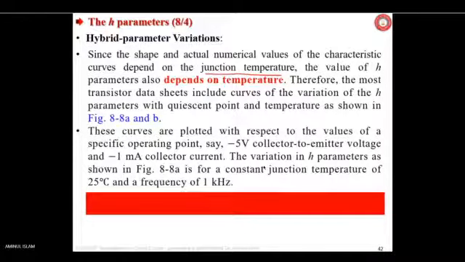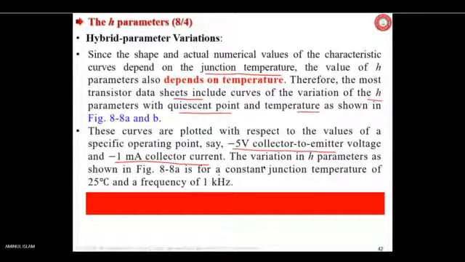So again, the company or manufacturer gives the data sheet in which the temperature plot is also given. Otherwise, you can measure and find out yourself. Most transistor data sheets include curves for variation of H parameters with quiescent point and temperature. So quiescent point, for example, we are going to discuss. The quiescent point is decided at say -5 volt collector to emitter voltage and -1 milliampere collector current. This is the quiescent value of the voltage and current.